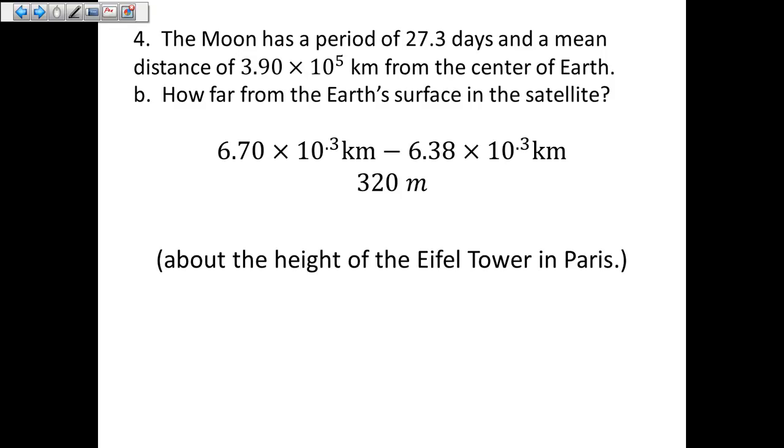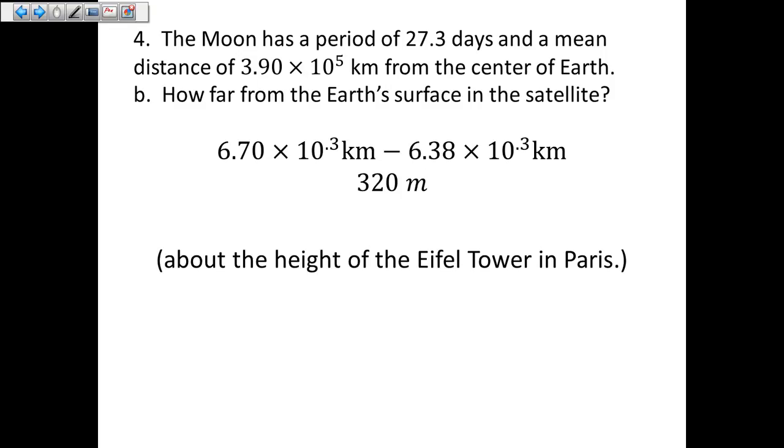That's not high at all. That's about the height of the Eiffel Tower in Paris. Nothing orbits that low. It'd be running into mountains and buildings all over the place. But if something did orbit that low, it would do that orbit in a little over 88 minutes. So the closer you are to the object that you're orbiting, the faster it has to go, the less time it's going to have to get around there.